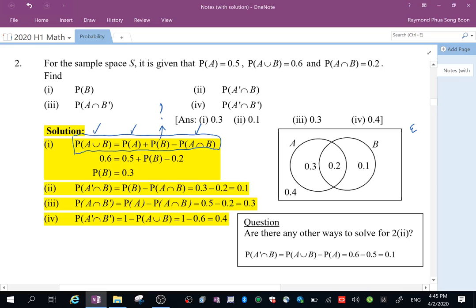So now back to part 2, we want B intersect A prime. That means in B and not in A. So where is it? It's in B and not in A. So it will be P(B) minus P(A intersect B). So it's 0.3 minus 0.2, so it's 0.1. All right.